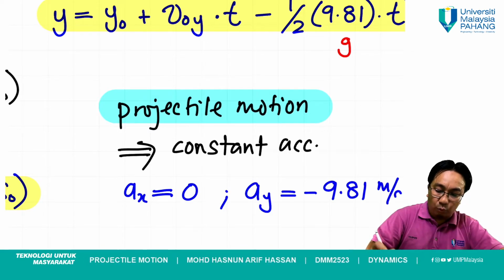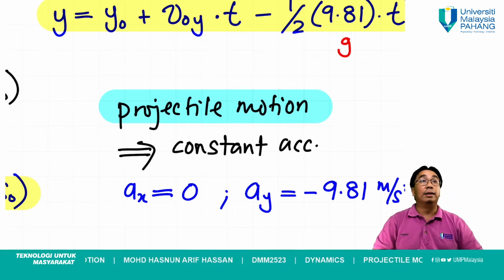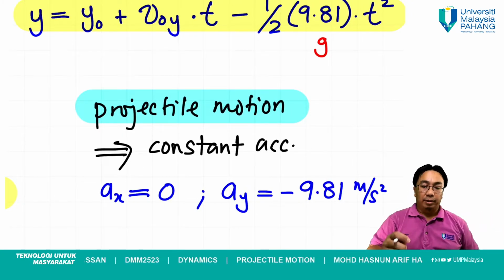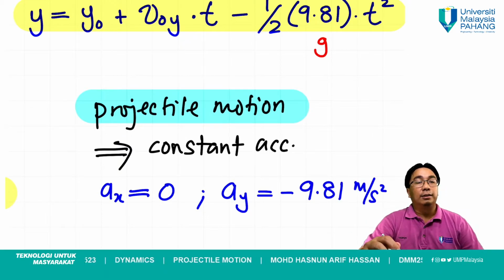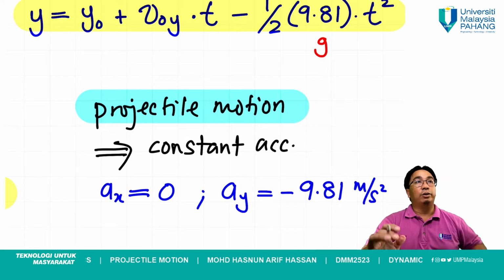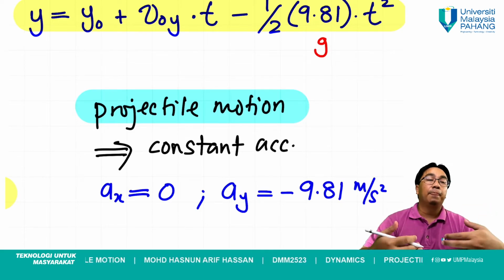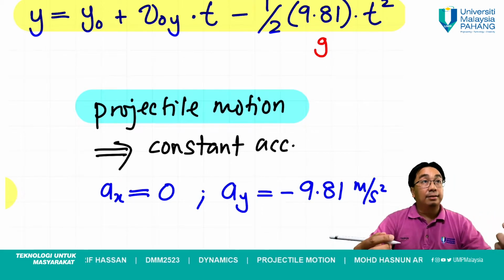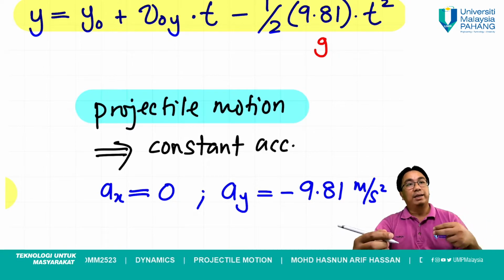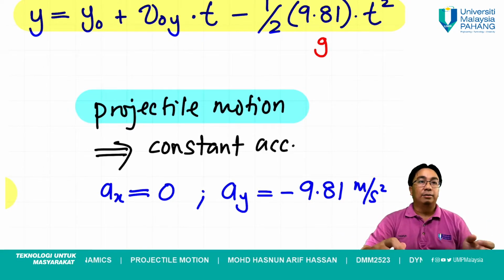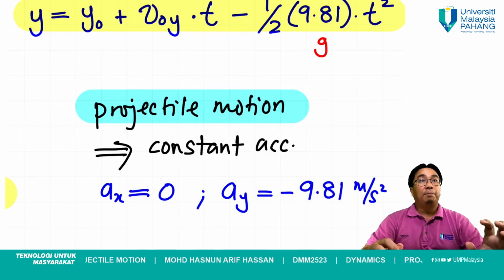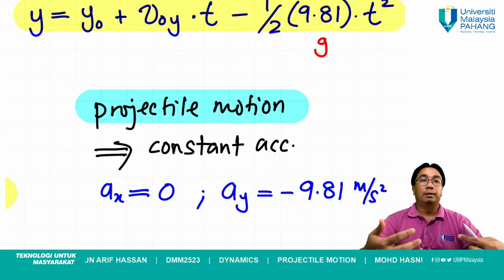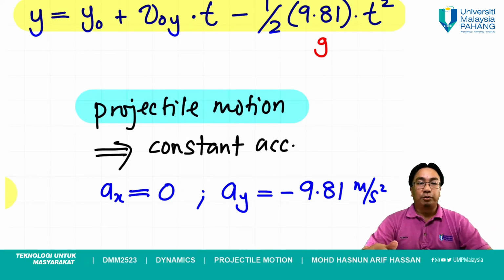Okay, so you don't have to actually remember all the equations yang kita tunjuk tadi, because equation tu sebenarnya datang daripada equation for constant acceleration. So what you have to know is projectile motion ialah termasuk di dalam case constant acceleration, di mana AX is always 0, AY is always minus 9.81 meter per second square. Okay, ada apa-apa soalan? So basically that is all the fundamental of projectile motion.